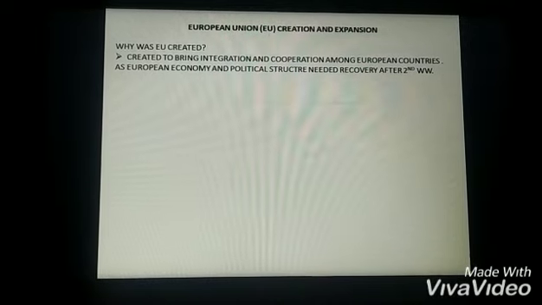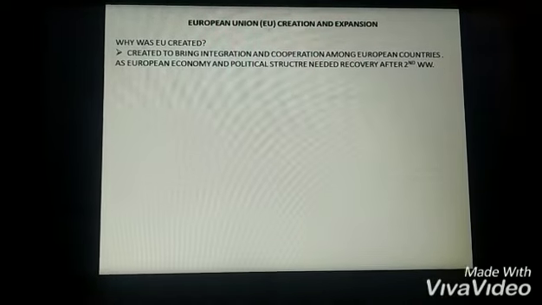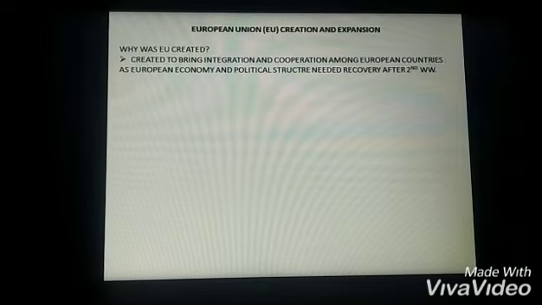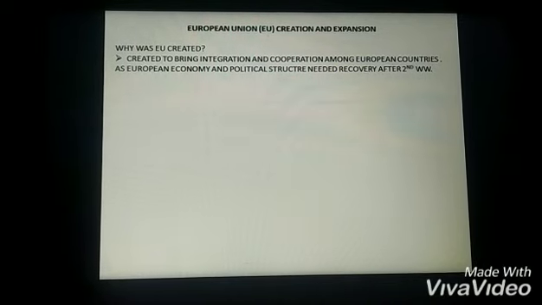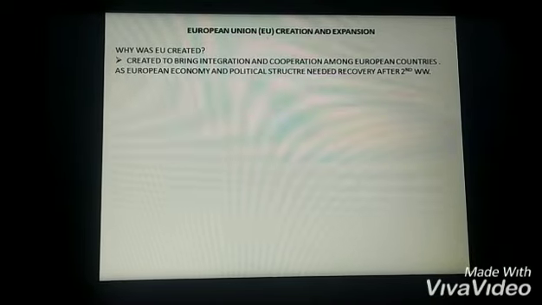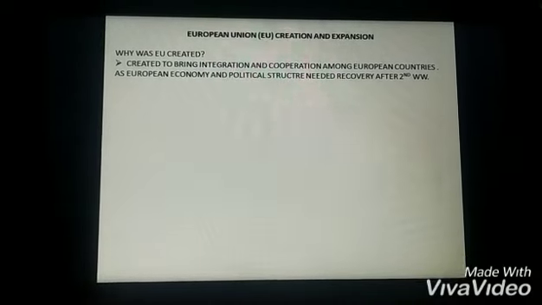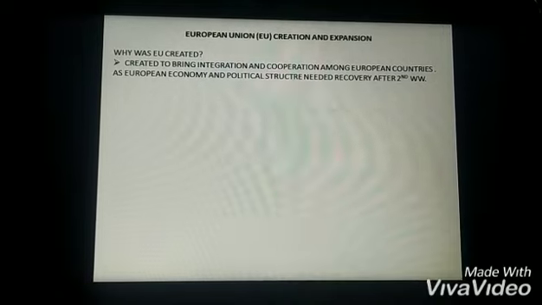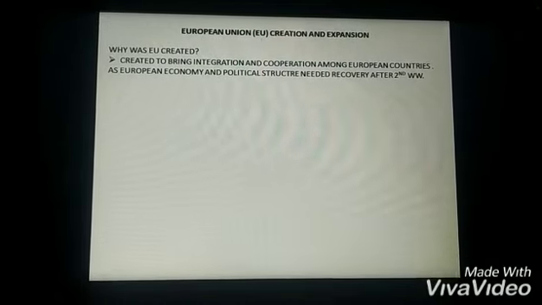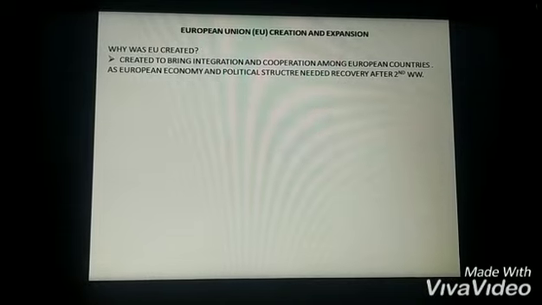So this EU was created in order to bring a good relation among the European countries, and also to try to help each other in building up their economic and political system. So that was the reason why this European Union was created, in short.